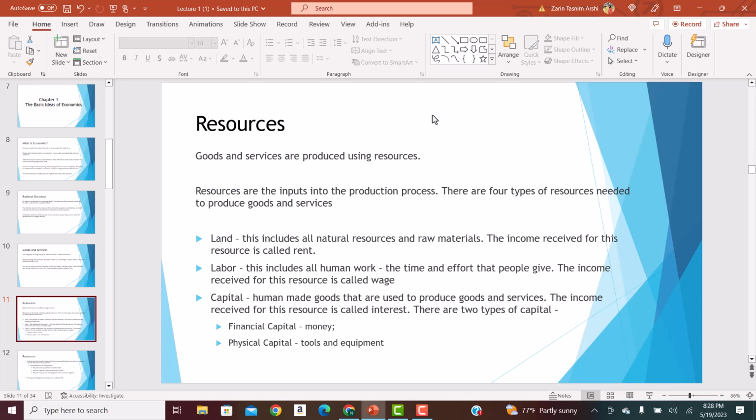Now the third type of resource is called capital. So what is capital? There are two types of capital: one is financial capital and the other one is physical capital. Financial capital is basically the money you need to buy the resources, to buy land or to hire workers. That's financial capital. Now the other one is physical capital. Those are basically the tools, equipment, and machinery needed to produce the good. So for instance, in order to make a table, we will need a saw to cut the wood into the right shape. So the saw is the tool and that is a physical capital. So human-made goods that are used to produce goods and services. This is capital. And the income received by capital is known as interest.